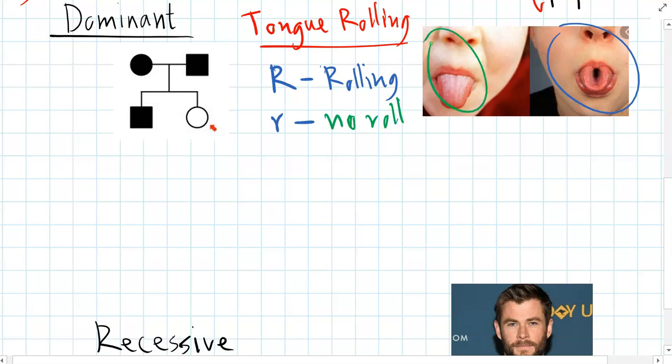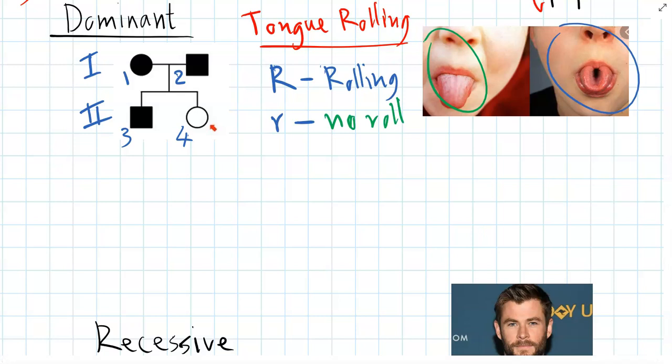So let's look at this pedigree here. This is one small family. We've got generation 1 and generation 2. And in generation 1, we've got individual number 1, and she's the mum. Individual number 2, he's the dad. And then they've had 2 children. They've had a boy, person 3, and they've had a daughter, person 4.